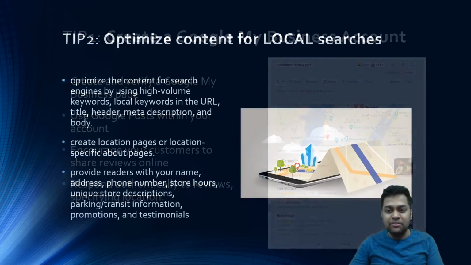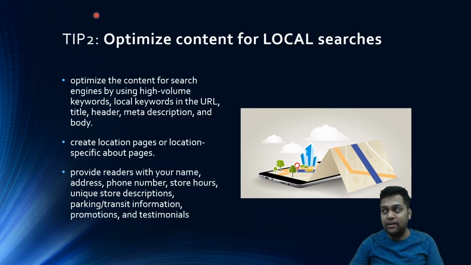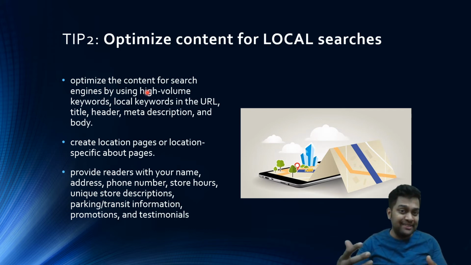The next one is optimize your content for local searches. Now, your website is your central location where you will be sending traffic. It's also a great place for creating new content. And one good way to optimize your business for local SEO is to use local keywords. Let's say it's based in a certain city, then make sure that you add that city name and state name over there. Include it in the URL, title, headers, meta description, and the body.